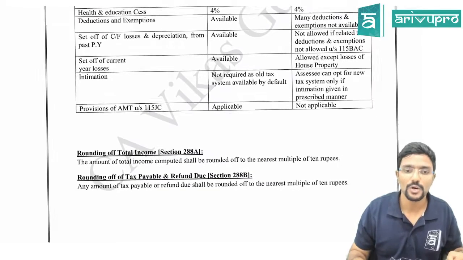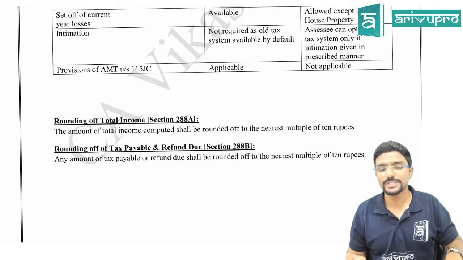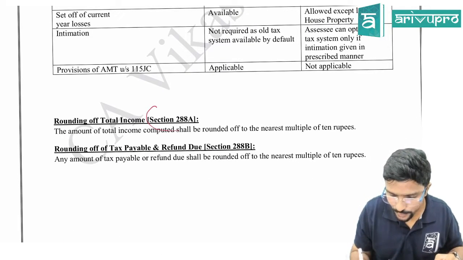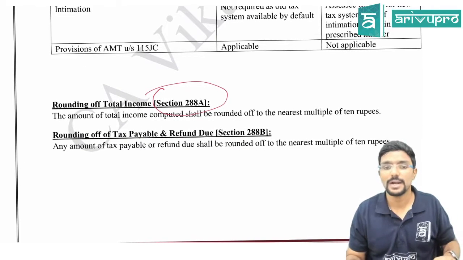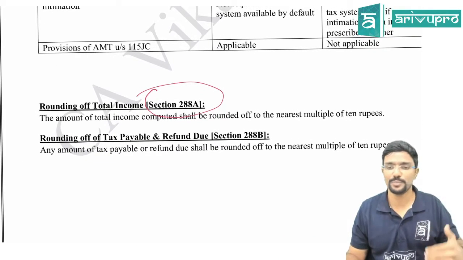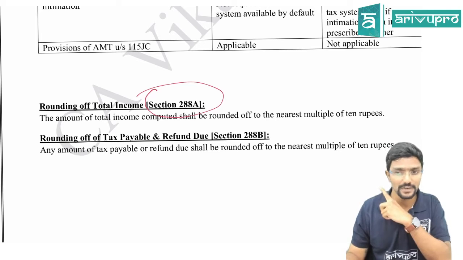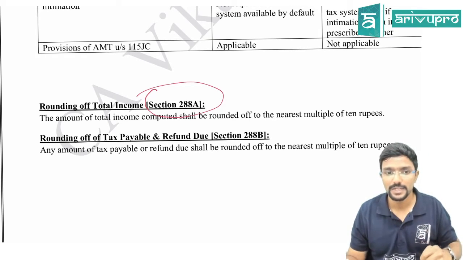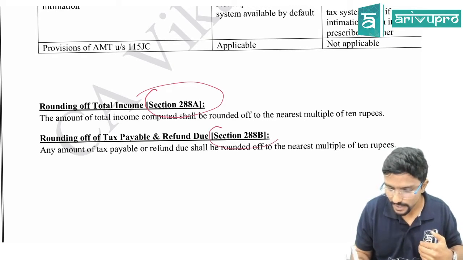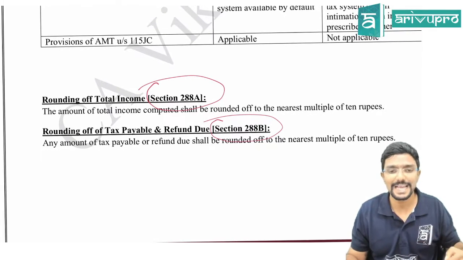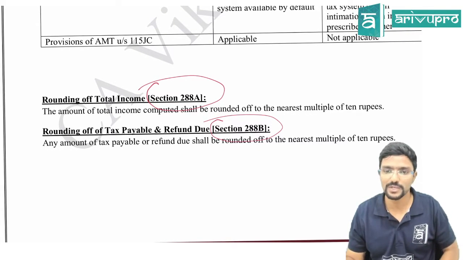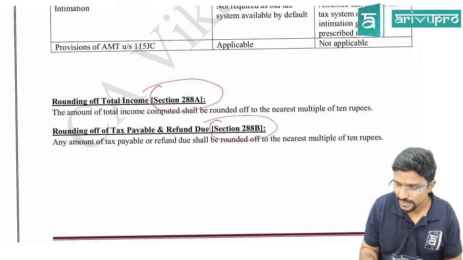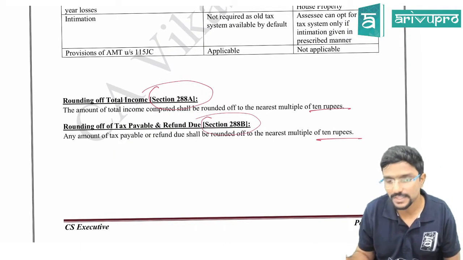Clear? Then, rounding off your total income. Section 288A will tell you to round off your total income, the final total income figure, to the nearest 10 rupees. Agree? Then 288B will tell you to round off your final tax liability or refund due from the government to the nearest 10 rupees. Both to the nearest 10 rupees.